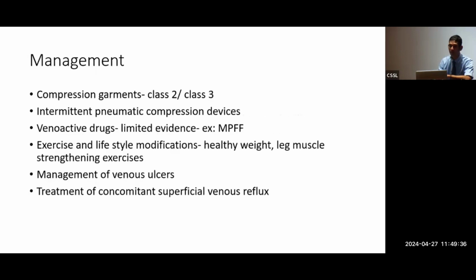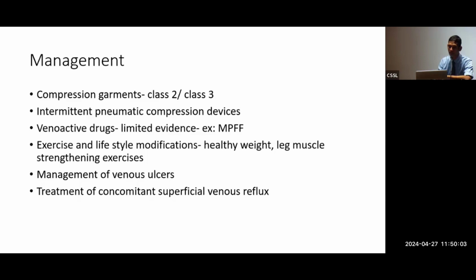For a patient with established post-thrombotic syndrome, how do you manage? Compression garments have a role, class 2 stockings, class 3 stockings. And if the patient is symptomatic despite stockings, you can prescribe pneumatic intermittent calf compression devices. We don't have them available here in Sri Lanka, but in Western countries, there are devices that the patient themselves can use at home.